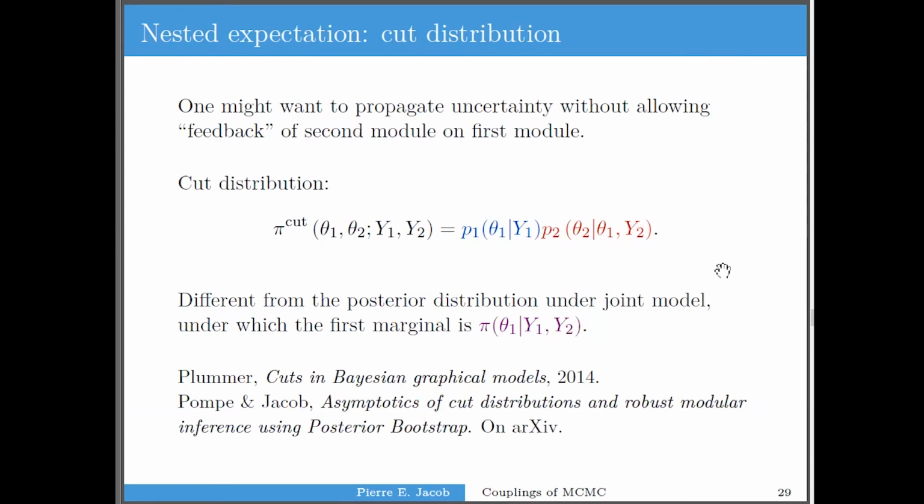It's defined as the marginal distribution in the first model for θ1, multiplied by the conditional of θ2 given θ1 and y2 in the second model. So this is not the standard posterior in the joint model. There's a really nice paper by Plummer in JCGS on cuts in Bayesian graphical models. And just a plug here, an advertisement for work with Emilia Pompe that we put on arXiv last week on some frequentist properties of those cut distributions, using the posterior bootstrap to approximate the cut distributions.